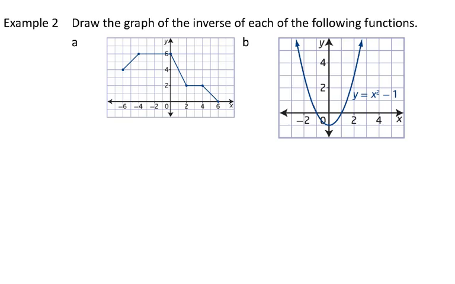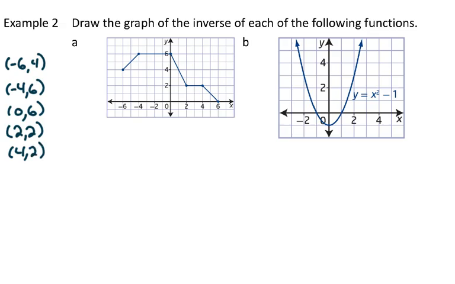If we're graphing, we still need to look at the coordinates of the points in order to figure out what the inverse is going to be. So I'm just going to list off these points in A in order. Actually, I'm going to do that in blue to match the graph that's there. The first point is at -6, 4. The next point's at -4, 6. Then 0, 6. Then 2, 2. Then 4, 2. And 6, 0.